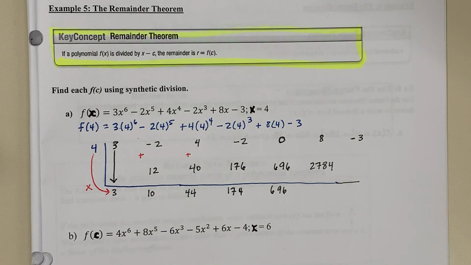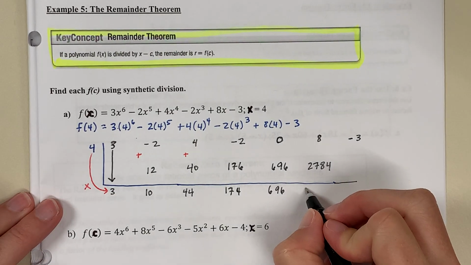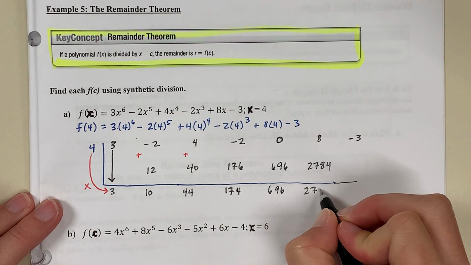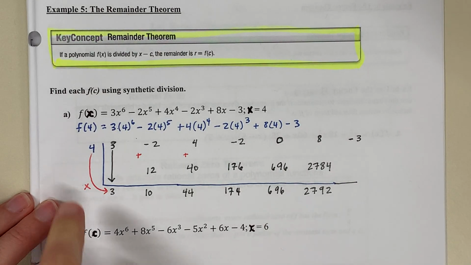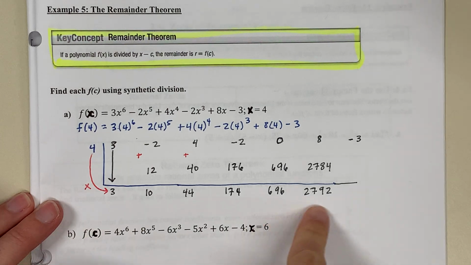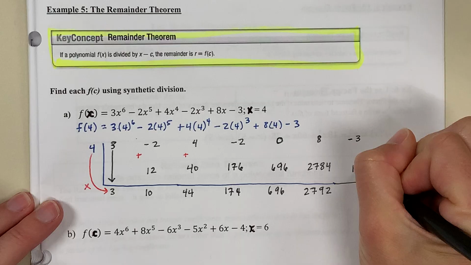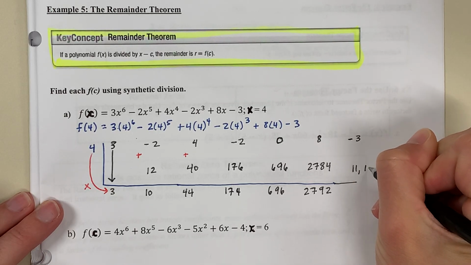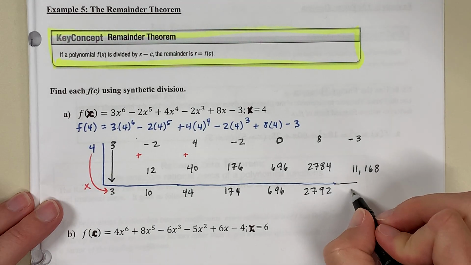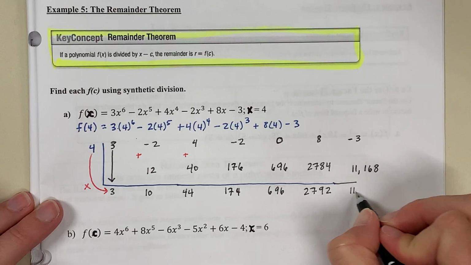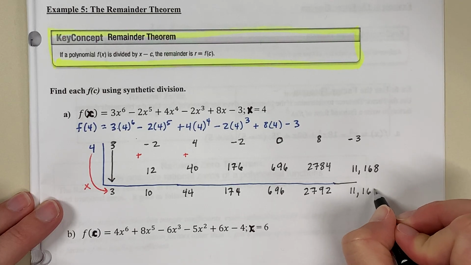Going to add 8 and 2,784, and I get 2,792. Then I multiply. 4 times 2,792 is 11,168. And I add -3 plus 11,168 is 11,165.